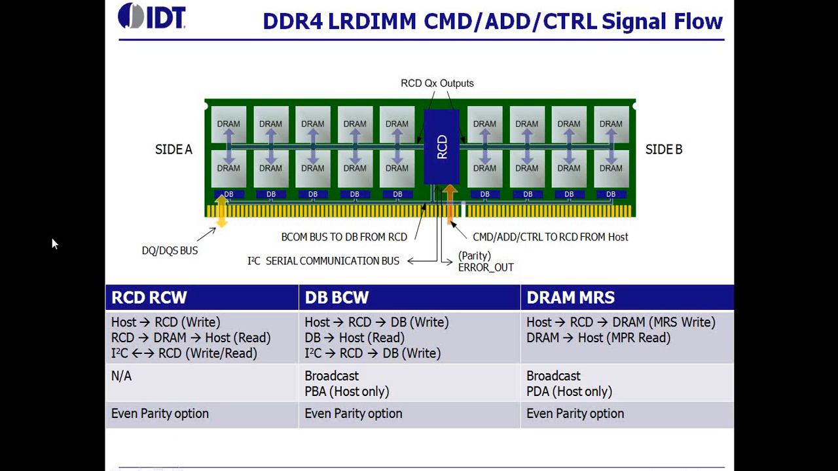And finally, DRAM mode registers called MRS are written to from the host via the RCD to the DRAM. Reading from the MRS registers is also done through the same multipurpose registers inside the DRAM that are used to read out the RCD register contents.